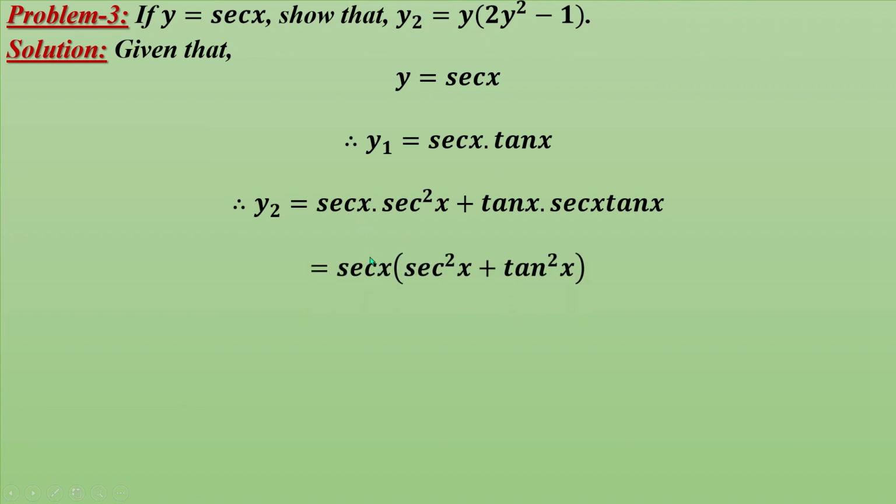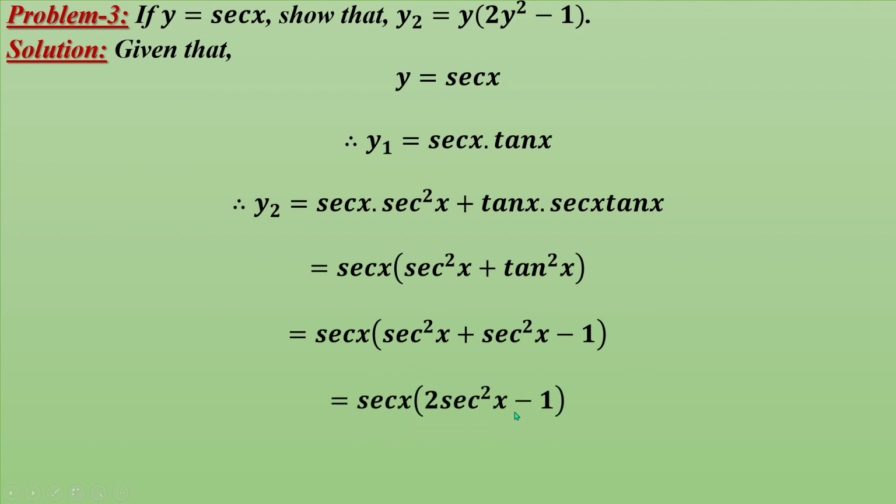Take common sec x, here sec x common, here will be sec square x, and here will be tan into tan, that means tan square x. This equals, you can write sec x times sec square x plus tan square x, and tan square x means sec square x minus 1. We know this formula. Sec x, here will be 2 sec square x minus 1, but sec x is equal to what? Sec x is equal to y. So we can write y, and here will be 2y square minus 1. That means therefore y2, that means second order derivative, equals this, and hence proved. Clear?